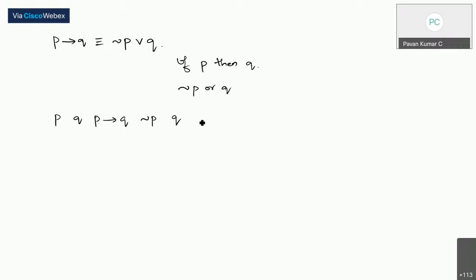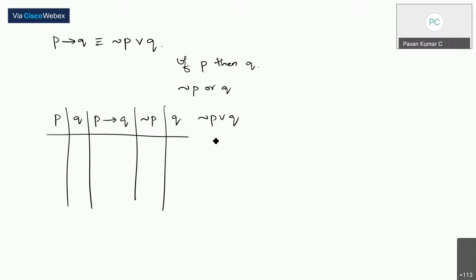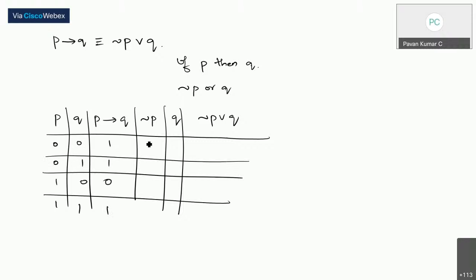That is, negation P or Q. I'll just quickly write this so that it will be easy for you to understand how I write this. I am writing it from memory because I have been using it for quite a long time, but you can also practice it and get to write it. So this is 1, this is 1, this is 0, and this is 1. Now negation P is 1, 1, 0, and then 0. Q is already there, so I don't require it separately. So negation P or Q.